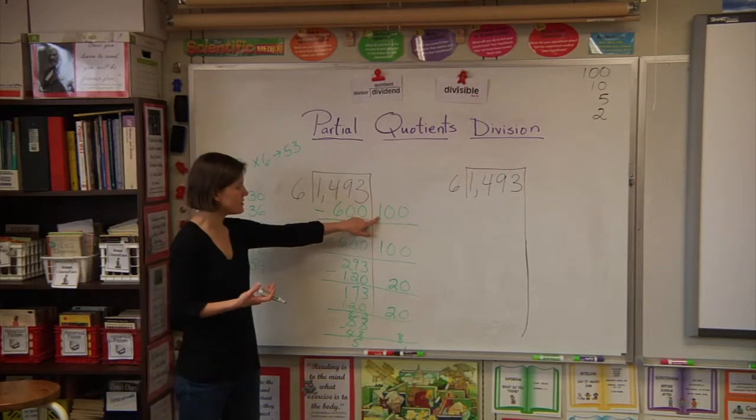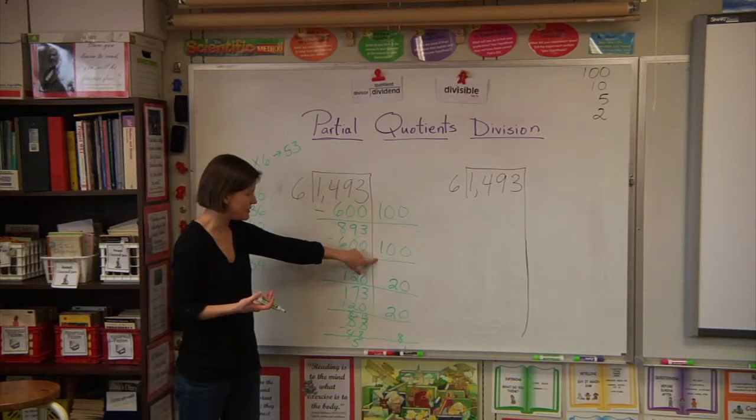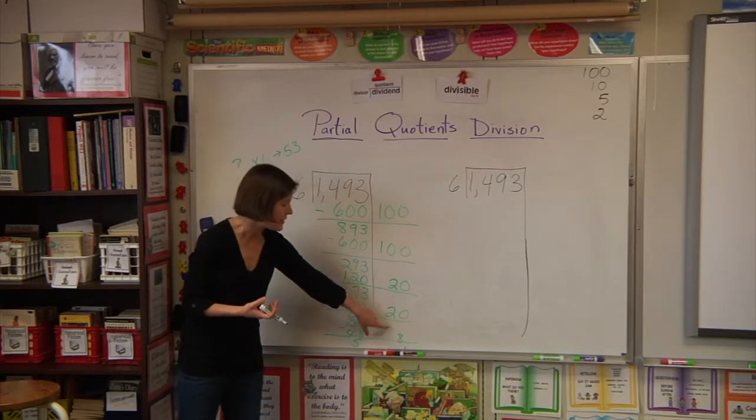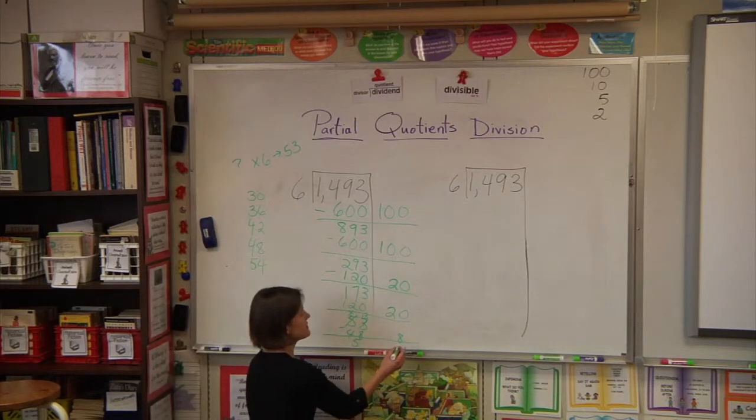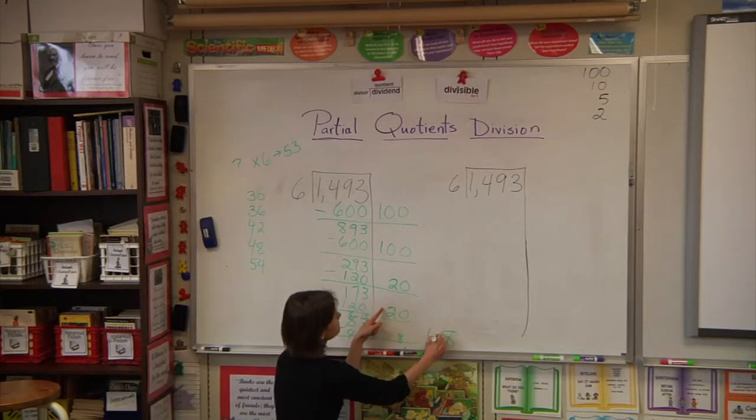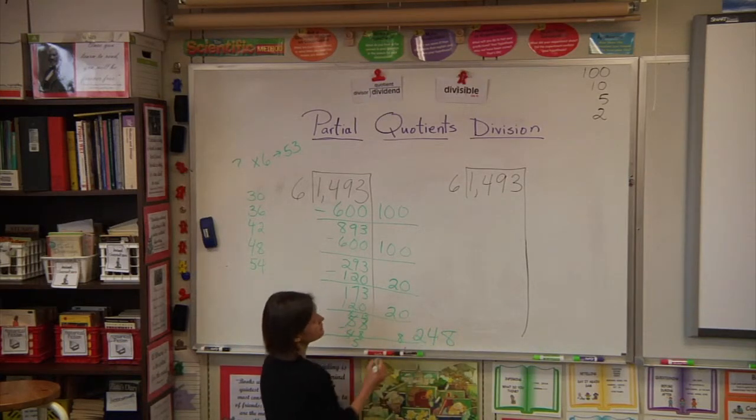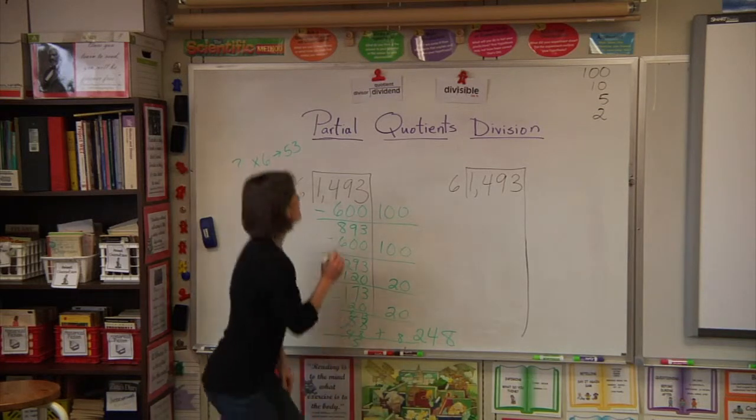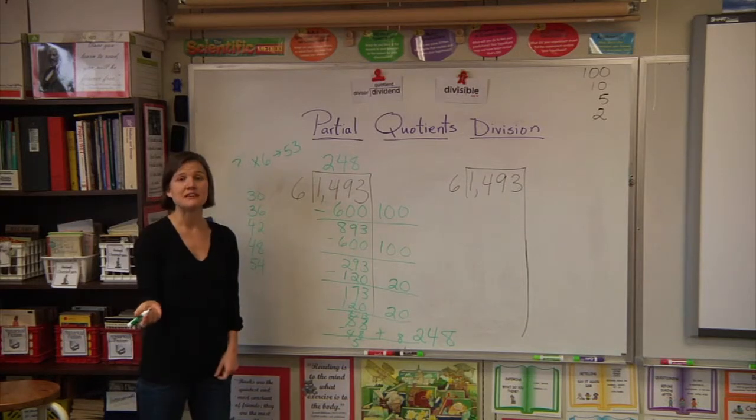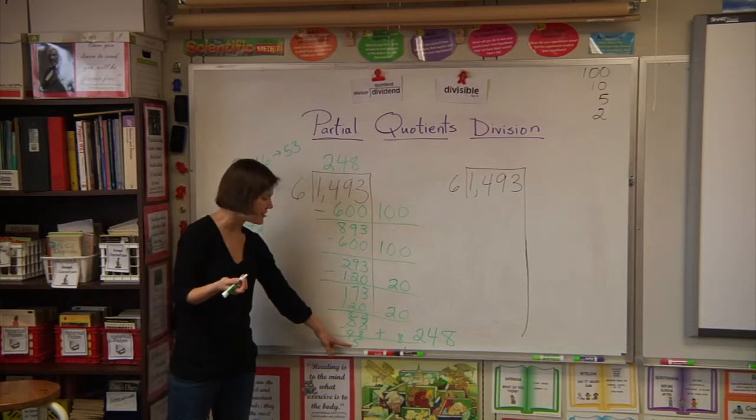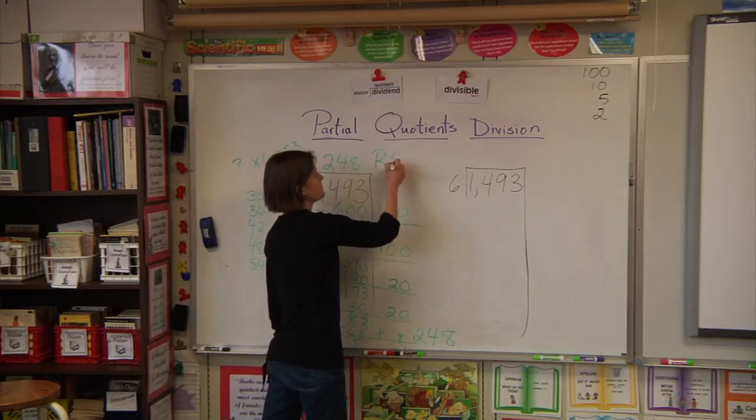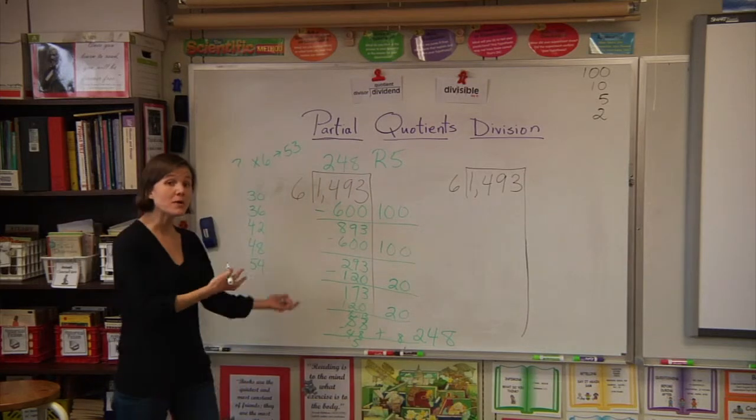Well, they have 100 and another 100, so that's 200, plus 2 20s, which is going to be 40, plus 8. So that's going to be, running out of space here, 248 if I add them all up. I write my answer up here, 248, but my answer is incomplete because I still have those 5 left over that I couldn't give out. So that's going to be my remainder. So that's one way to do it.